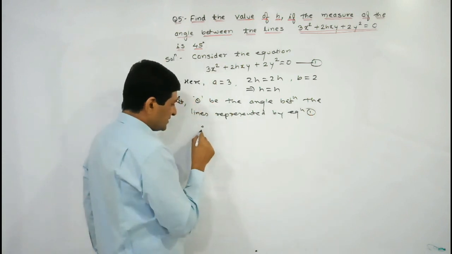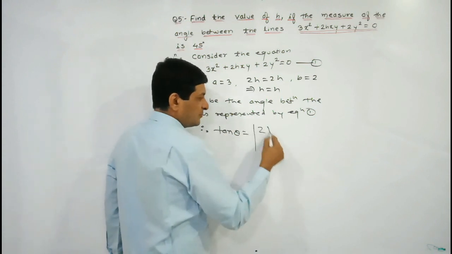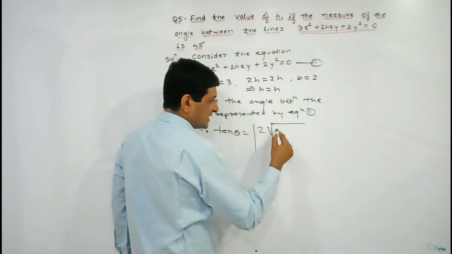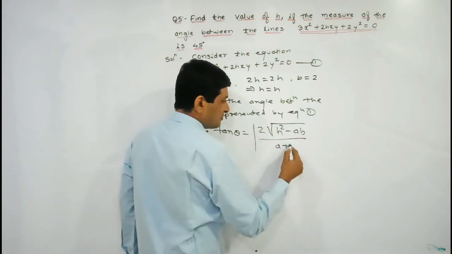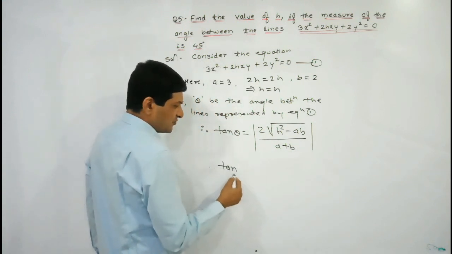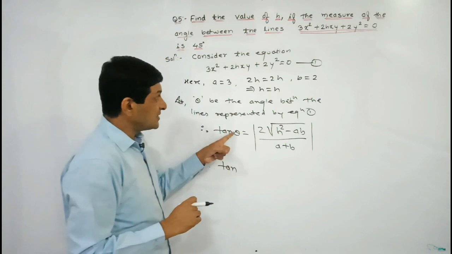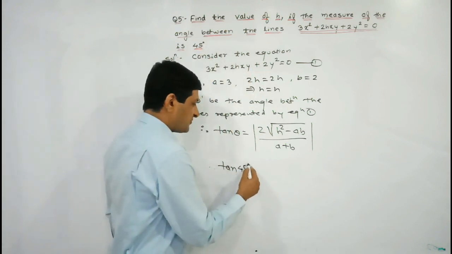So therefore, since equation first is a homogeneous equation, what is the formula to find out the angle between lines of a homogeneous equation? Tan theta is equal to 2 under root h square minus ab upon a plus b. So which is equal to, now our aim is to substitute the values. Theta is equal to how much? It is given to us that 45 degree. So replace theta by 45 degree.